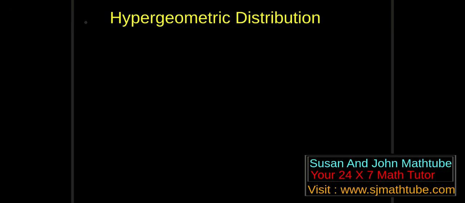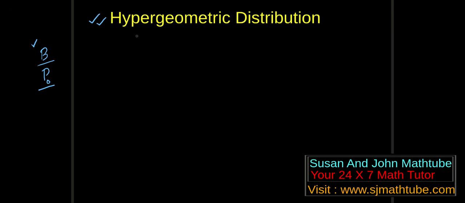In today's video, we are going to learn about the hypergeometric distribution. In the last two videos, we learned about the binomial distribution and then the Poisson distribution. The binomial and Poisson are two special distributions of the discrete probability distribution function. And now we have a third one, that is the hypergeometric distribution.